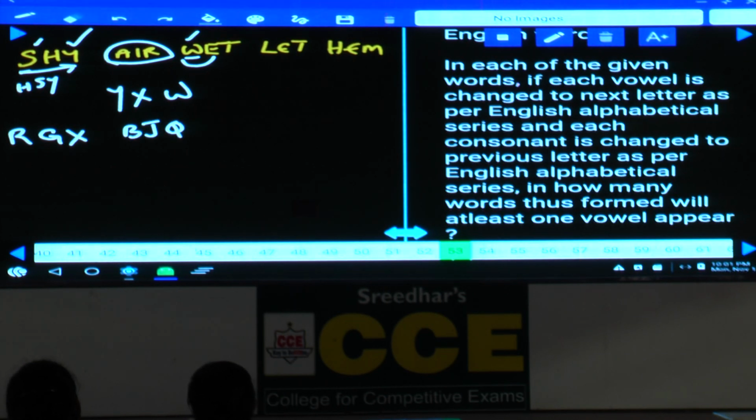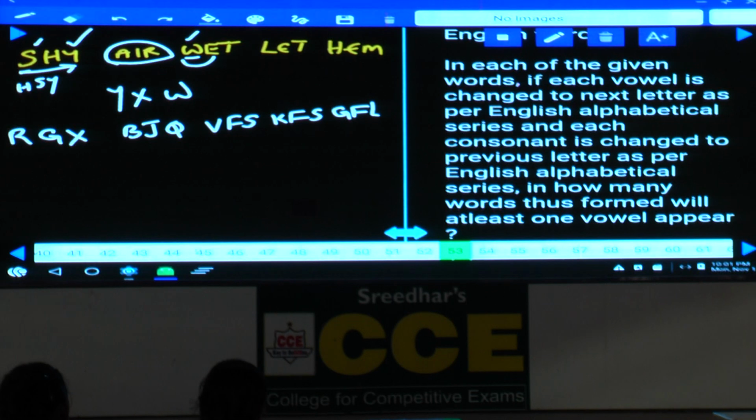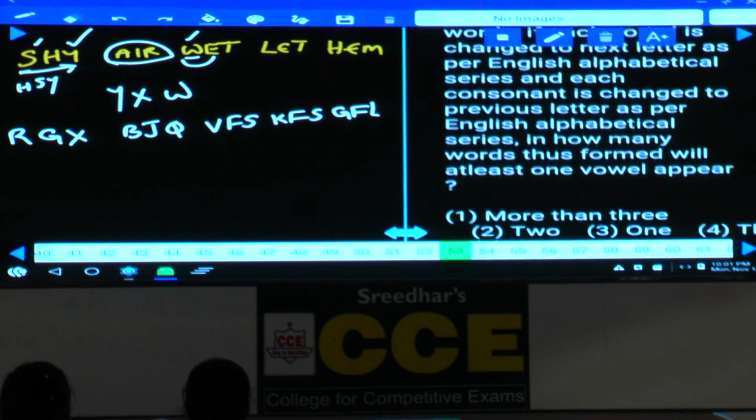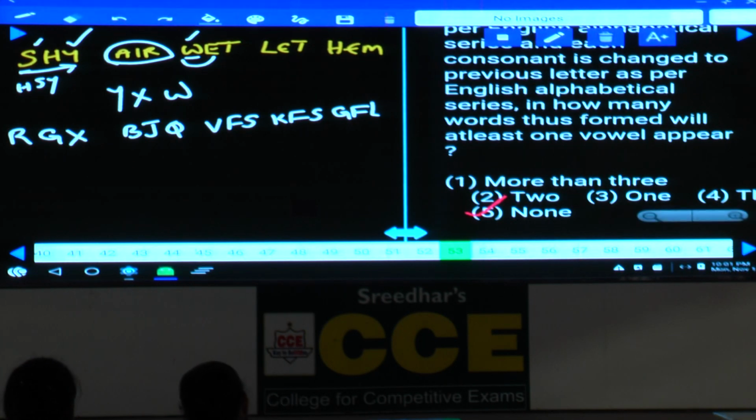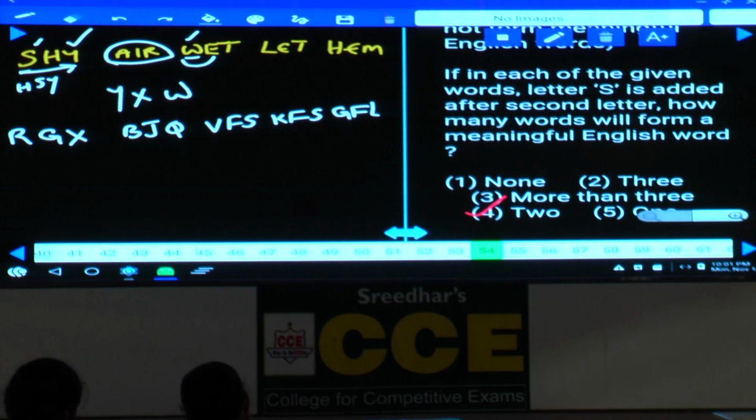Vowel plus 1, and this is minus 1. Vowel is plus, here also vowel is plus, here also vowel is plus. The remaining letters minus 1, and T minus 1 is S, here L minus 1 is K, and T minus 1 is S, H minus 1 is G, M minus 1 is L. Then how many words thus formed will have at least one vowel? At least one vowel. Is there any word which is having at least one vowel? No. In none of the words there is a vowel present here. Hence none, that is given in choice 5. 53 is choice 5. Then coming to question number 54.